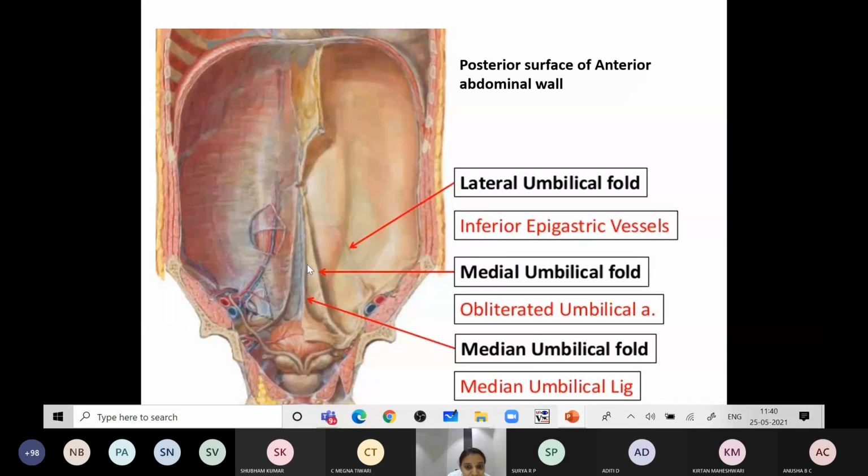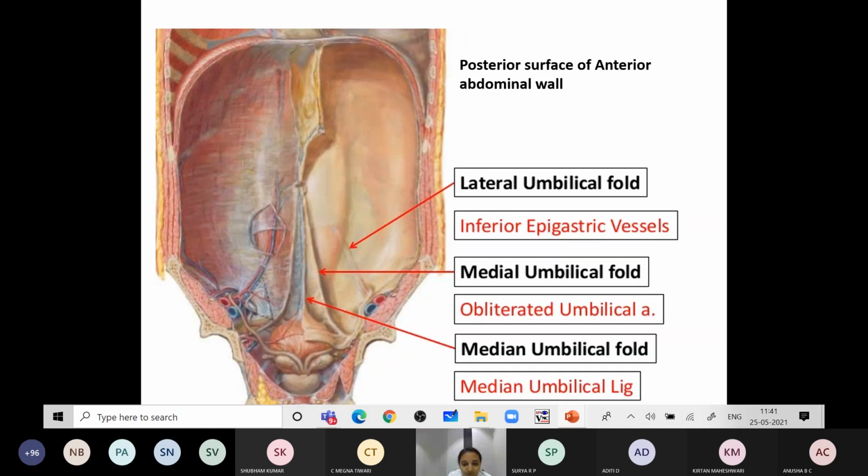such as the median umbilical fold, which contains the median umbilical ligament, which is nothing but the obliterated urachus, which connects the apex with the umbilicus. Then lateral to this is the medial umbilical fold. This contains the obliterated umbilical artery. Then the lateral most is the lateral umbilical fold, which contains the inferior epigastric vessels.